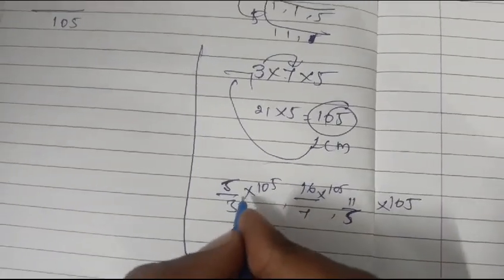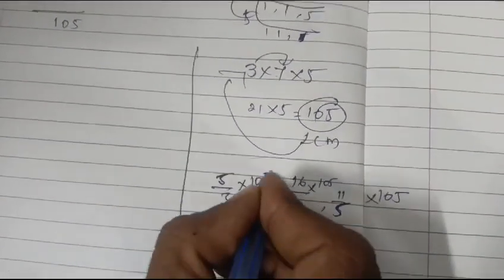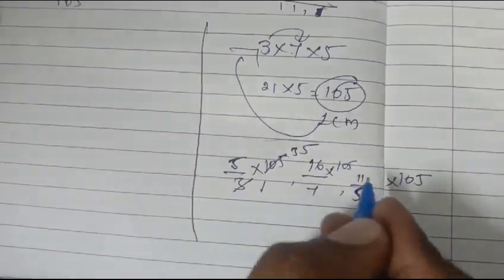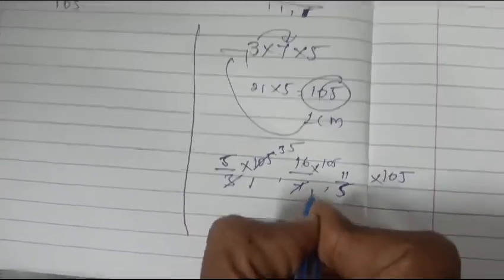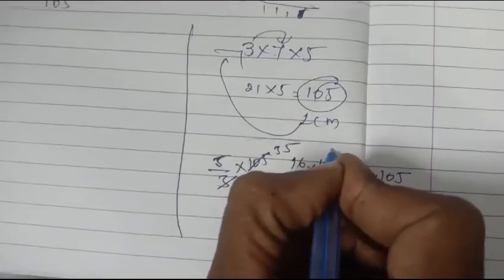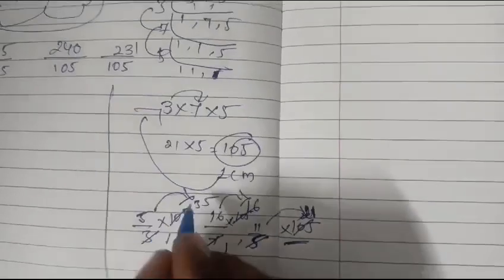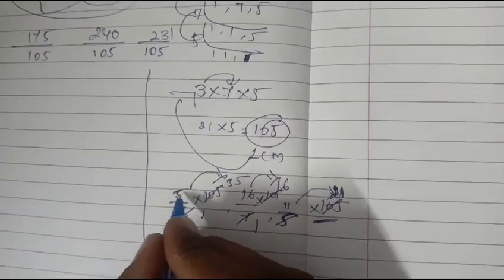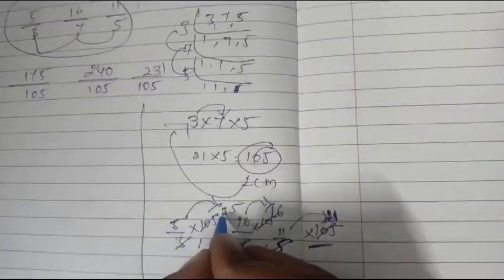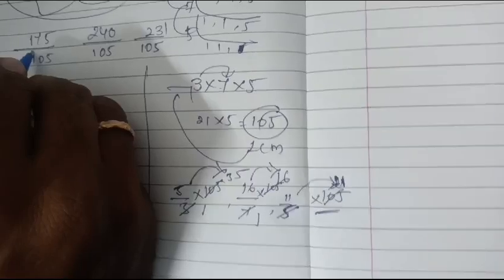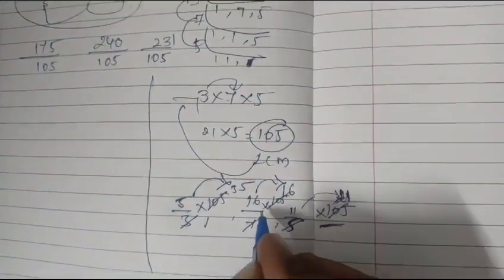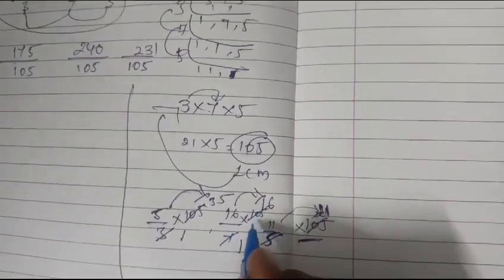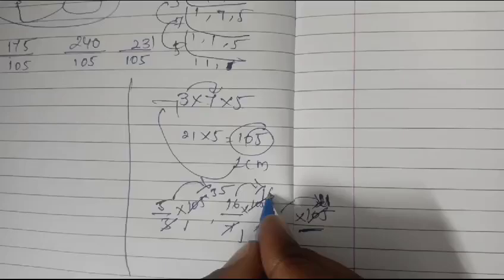So now what you do is, 3 ones are 3, 35s are 105. Okay. Next, 7 ones are 7, 16s are 105. Look at this, 3 35s are 105, right? Now these two you have to multiply. So 5 into 35 is 175. Any doubt? Same thing, we have divided: 7 16s are 105. So 16 into 16 is 240.